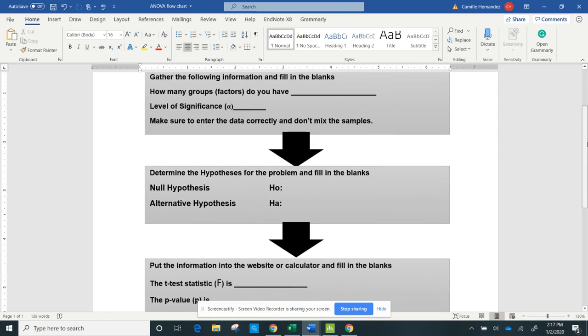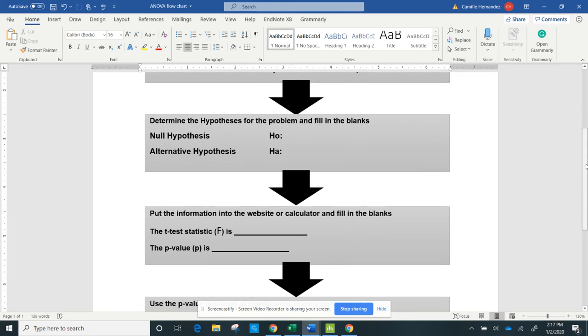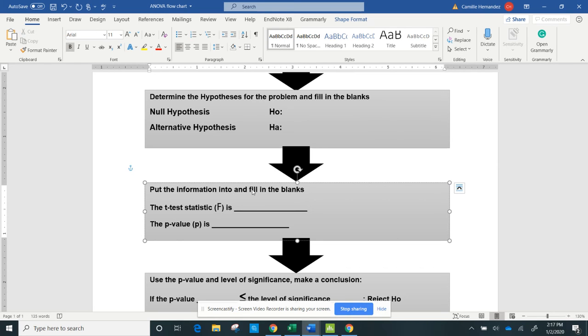Then, next step, determine those hypotheses. It might help just to fill in the blanks when you're doing the problems. And we're not really using a website anymore. We're putting the information into Minitab. If you've worked with people in the past who've taken a class like this, we used to use the calculator or websites. Minitab makes it so much easier.